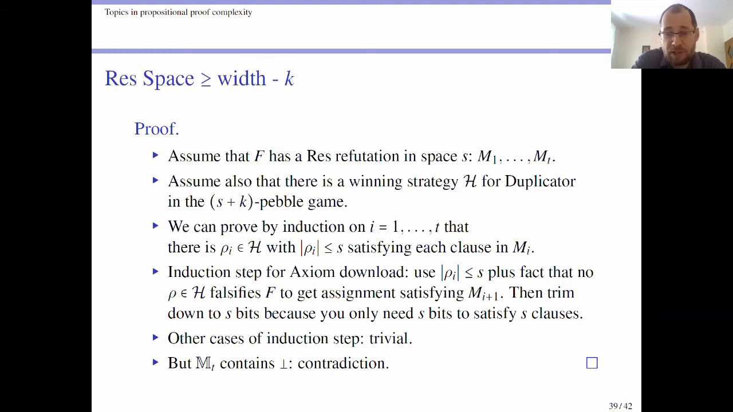There is one potential slight issue, namely now the assignment has size S+1. We kept one extra variable, which is potentially problematic if you continue incrementing the size here, but we don't, because the configuration MI+1 only contains S clauses. So to satisfy it, we only need one variable per clause. So we can trim the assignment down to S, and that's it. That's a contradiction. That proves the space is bounded by the width thing. Okay.